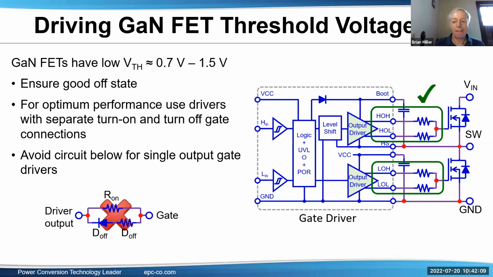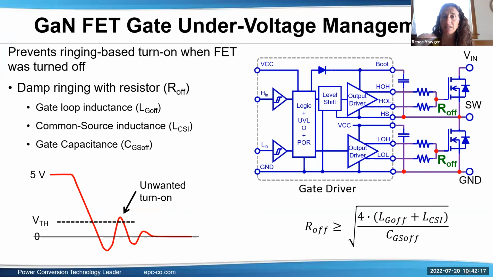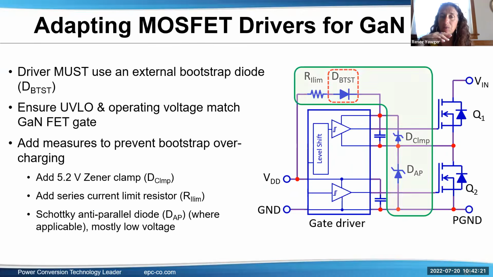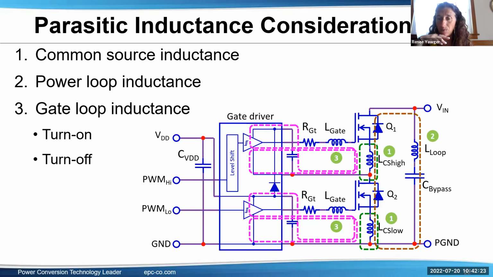The next one is, in your layout slide, you showed how to minimize power loop inductance by using the next available layer to conduct current. Could you use a similar strategy to minimize your gate loop inductance?